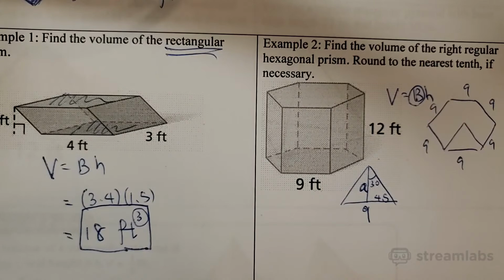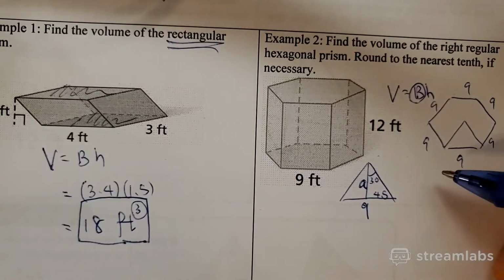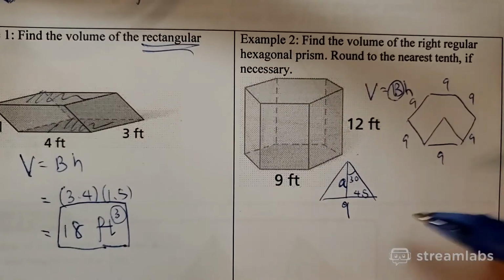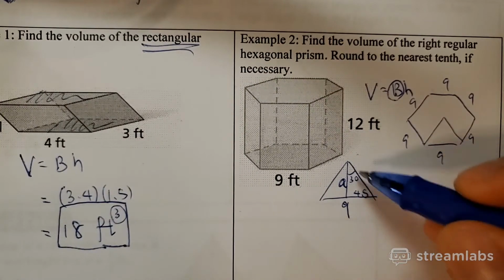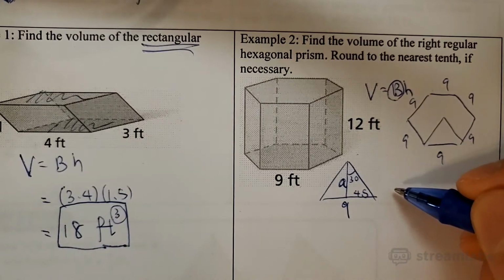3 root 3 over 2 a square. What? How do you get that? Remember the setup? We did this like a couple of weeks ago with base area, right? Remember which trig value we use?